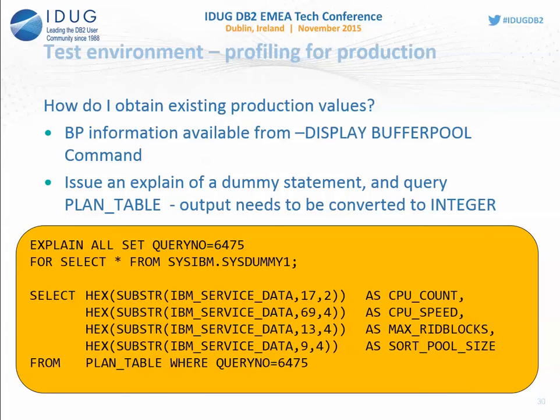In the PLAN_TABLE, we have a secret column called IBM_SERVICE_DATA. If you select it, you get hex values. If you select some of the values, you will get the CPU count and CPU speed. So what you usually have to do is run an EXPLAIN of any query on the production system, and then you will have the CPU count and CPU speed that you can plug into your development system.